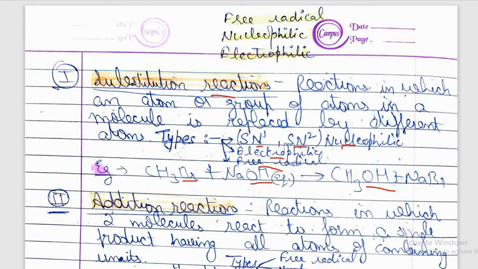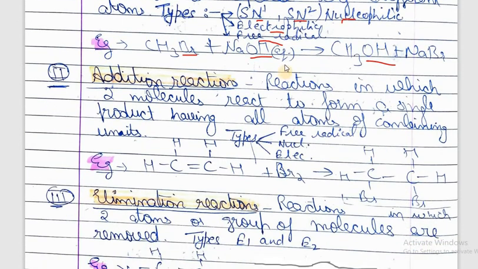So next is addition reactions. In addition reactions, as the name indicates, addition takes place across what? Across the multiple bond. It may be a double bond or a triple bond. So these are reactions in which two molecules react to form a single product having all atoms of the combining units; nothing is removed. Generally addition reactions are the reactions in which addition takes place across the double bond or triple bond.